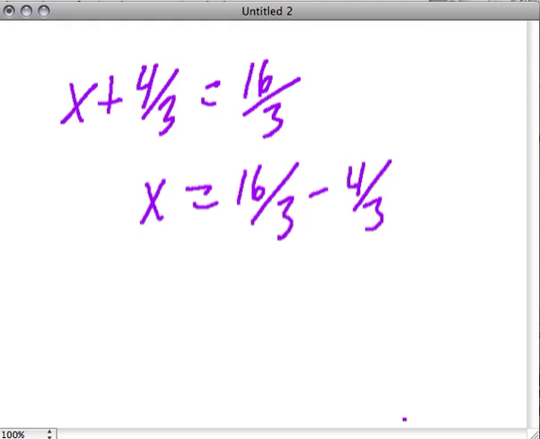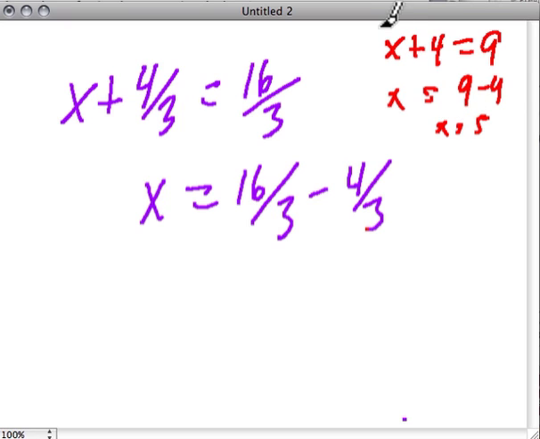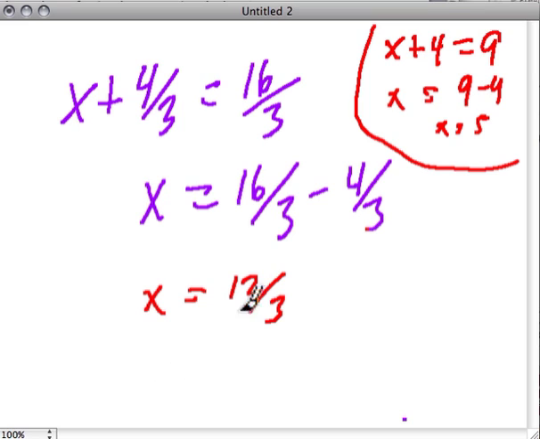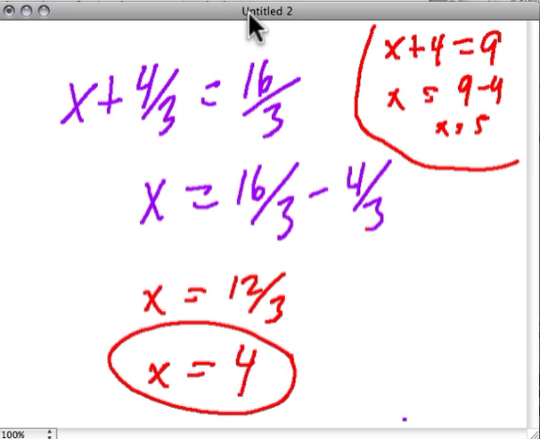If you think about it, if we had x plus 4 equals 9, well then 9 minus 4 is equal to x, because x is 5. Same thing here, except we have fractions. X plus this gives me that. So this minus this will give me x. 16 thirds minus 4 thirds is 12 thirds. And x equals 12 thirds. 12 thirds is 12 divided by 3. And that's 4, because 4 3's go into 12. And see, we got the same answer. It just took a little bit longer.